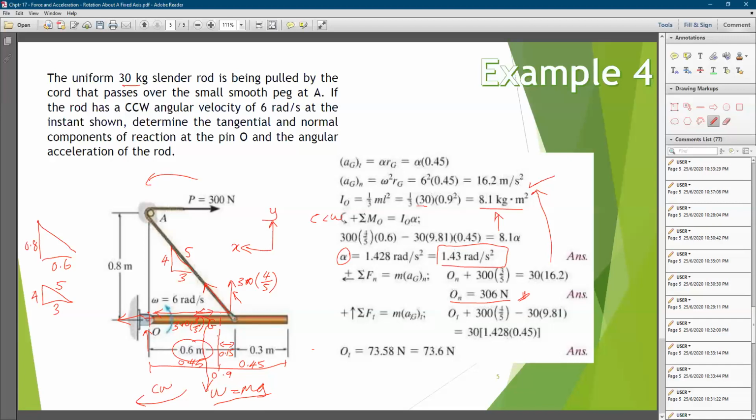tangential acceleration of the rod, which is the alpha that we already obtained here, and then 0.45 is the distance from O to G, or RG, or whatever you want to call it, from here to this center of mass of this particular rod. Then you can do the math. Finally, you can get this value of tangential reaction force at point O.